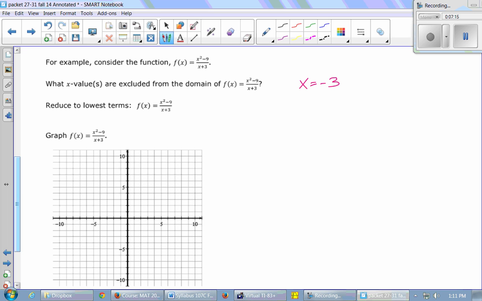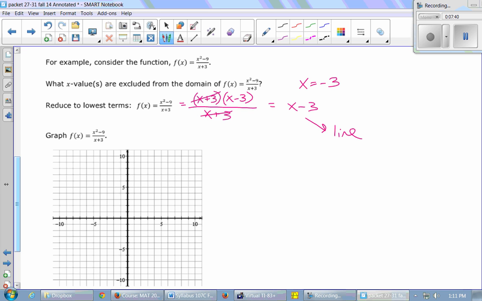Okay, so I want to reduce x squared minus 9 over x plus 3 to lowest terms, which means factor, factor, factor, cancel, cancel, cancel. So x squared minus 9 factors to x plus 3, x minus 3, over x plus 3, and I have a common factor. So this reduces to x minus 3. What does the graph of x minus 3 look like?